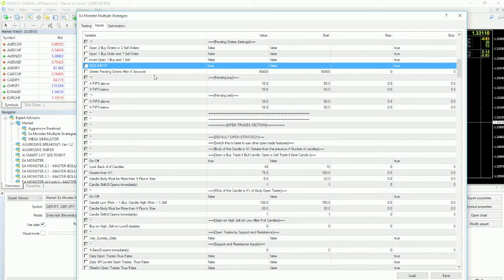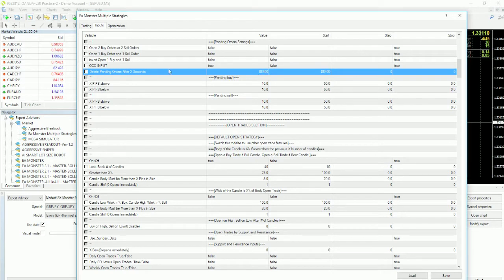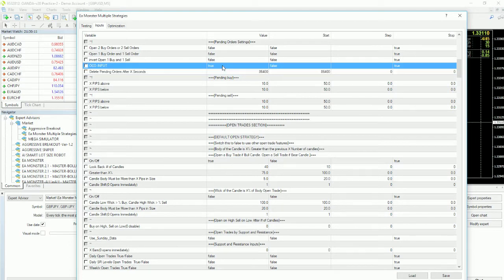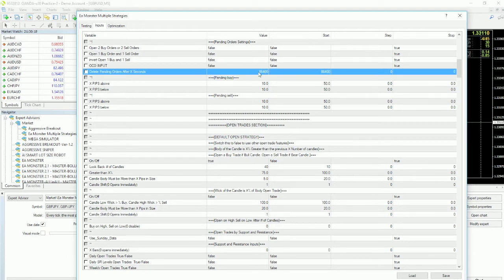And of course, this is one of my favorite features here: delete pending orders after X seconds. So even if the OCO input was not on, where it wasn't closing the previous order, this will close it after this number of seconds. It's set to 1 day, so 86,400 seconds in a 24-hour period. So it's going to close all pending orders in 1 day. What I do with this is I set it to 10 seconds.